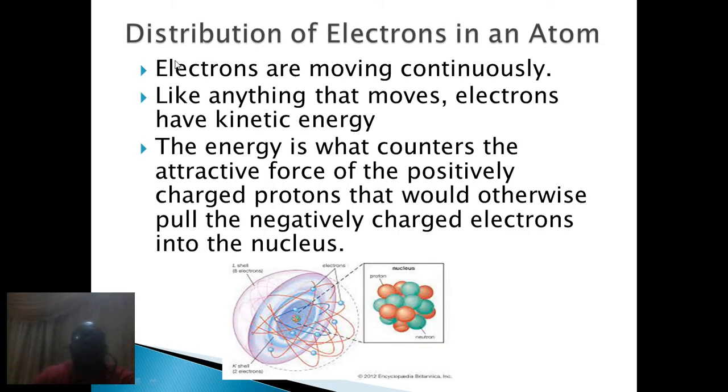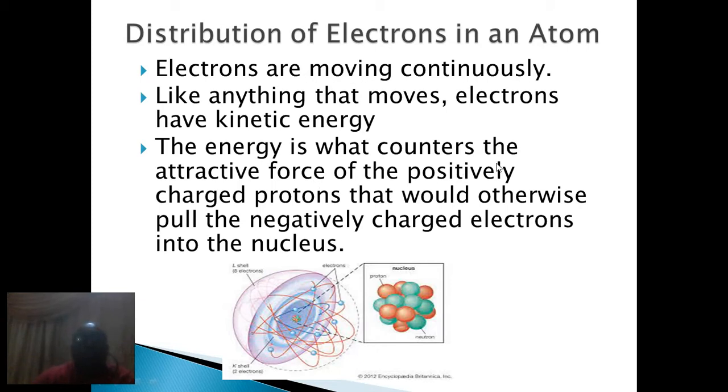Now, we talk about the distribution of electrons in an atom. How are electrons distributed? Electrons are moving continuously, as depicted in this picture. These concentric circles indicate that the electrons are in constant motion. They are not static. And like anything that moves, they have kinetic energy.